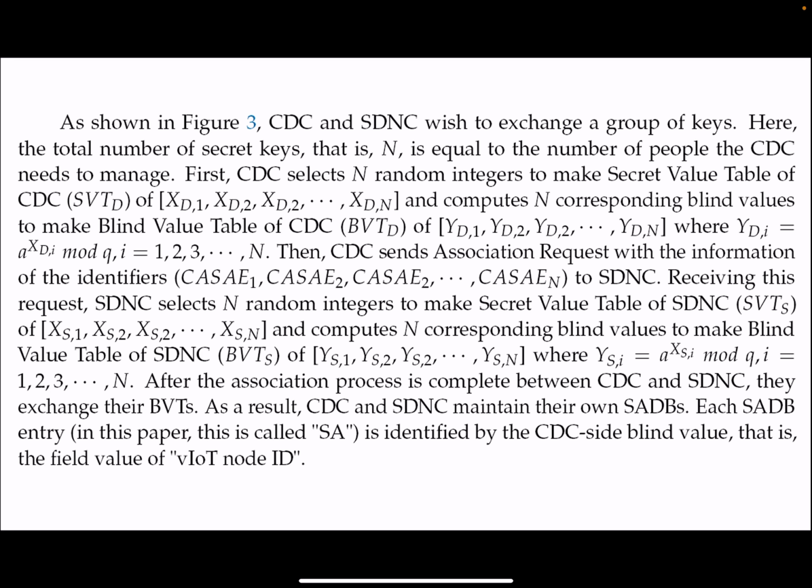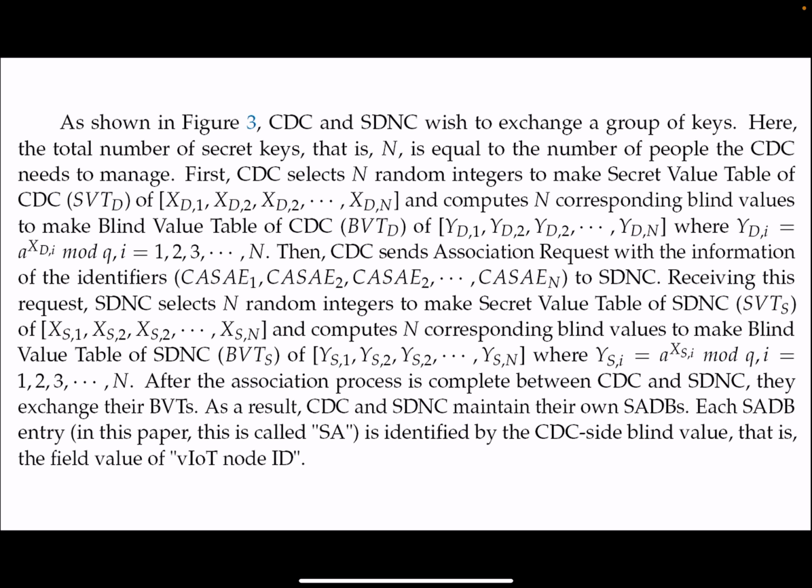Then the CDC sends an association request with the information of the identifier, that is KS1, KS2, KS3 and till KSN, to the SDNC. Receiving the request, SDNC selects N random integers to make the secret value table of the SDNC, which is given by XS1, XS2, XS3 till XSN, and computes the N corresponding blind values to make YS1, YS2, 3 till N.